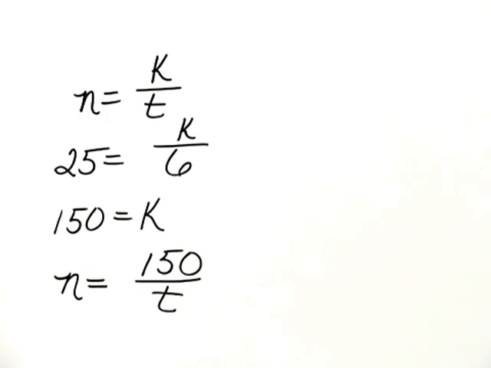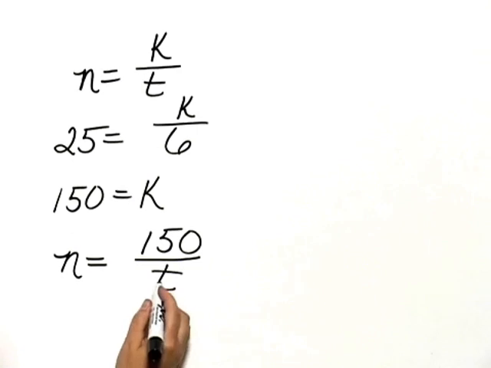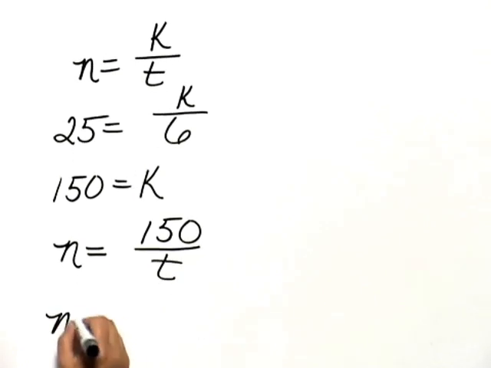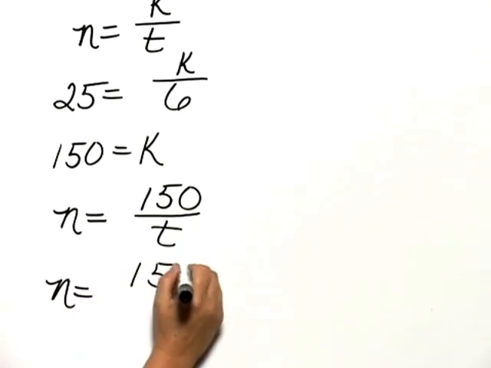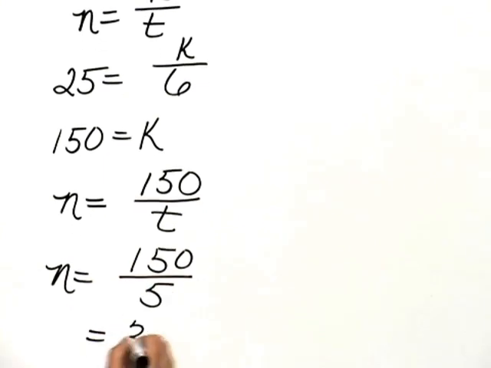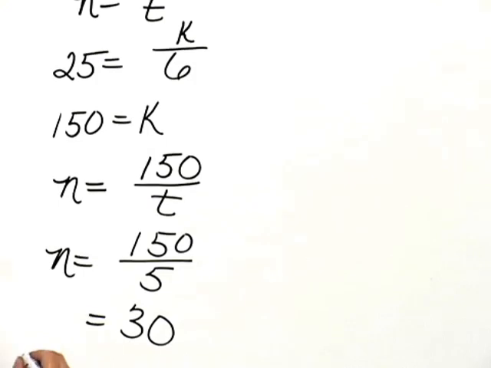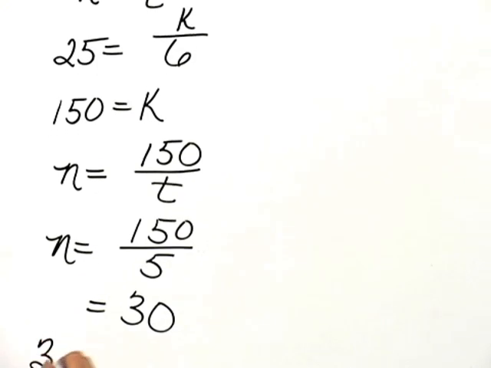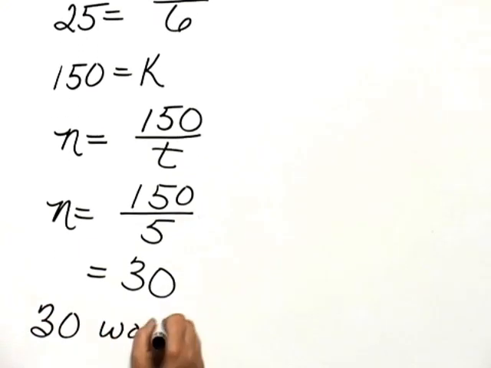Now we're asked to find how many workers it would take when we have 5 hours allotted, so we put 5 hours in for T. N equals 150 divided by 5, which is 30. So we would say that you need to have 30 workers for the job.